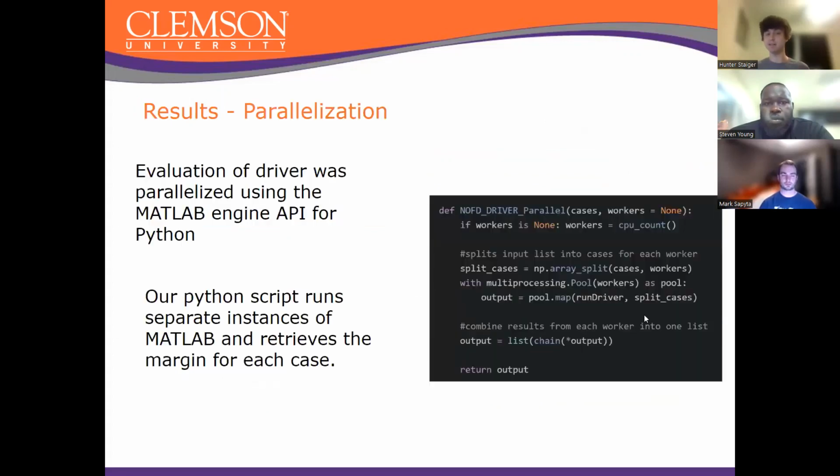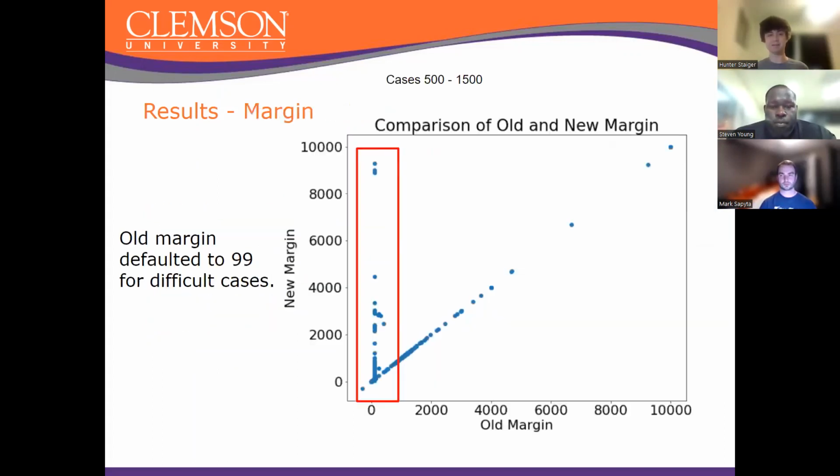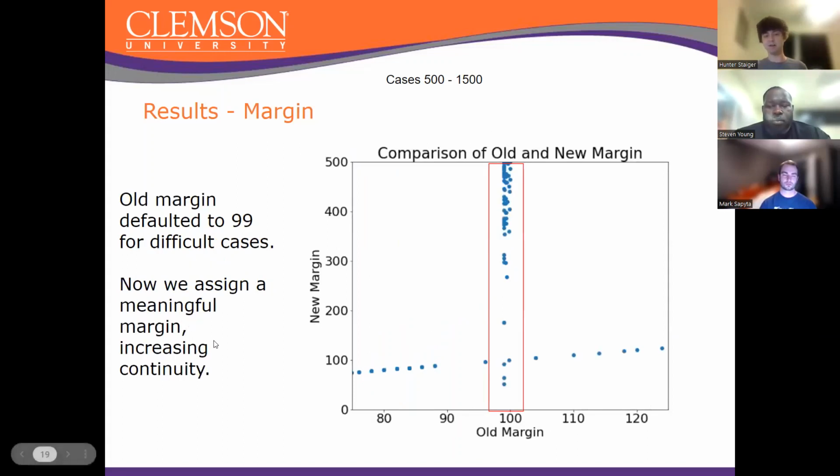To evaluate this, we made a parallel implementation of our work in Python. It's difficult to install on a distributed computing system, but it can be installed using pip for the newest versions of MATLAB. Our results from this, where we ran all the new margin calculation on 1,000 cases, and you can see where the old margin would predict 99. We had a bunch of cases, all bunched up at 99, that we redistributed to different margins. So now we have a bunch of cases that were just set to 99 by default that we've assigned meaningful margin to. It's actually going to mean something now instead of just 99.